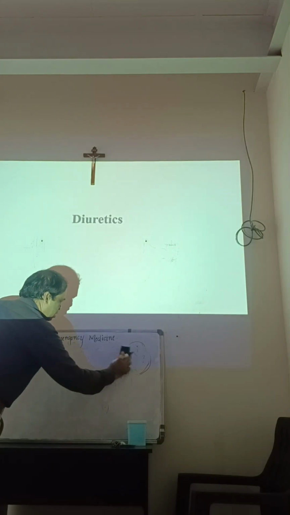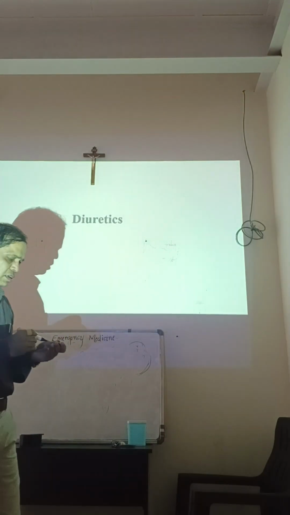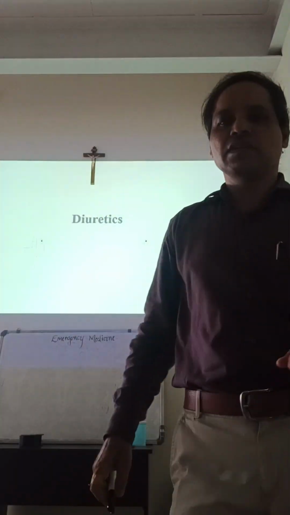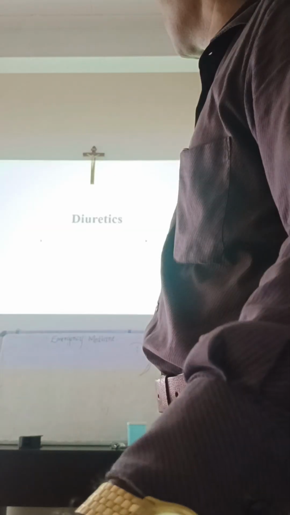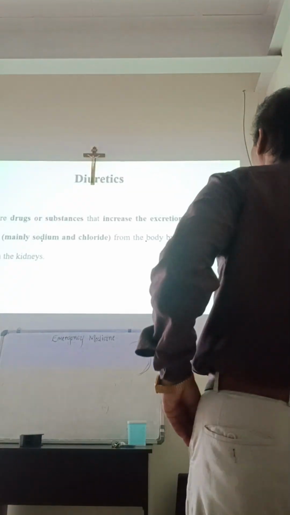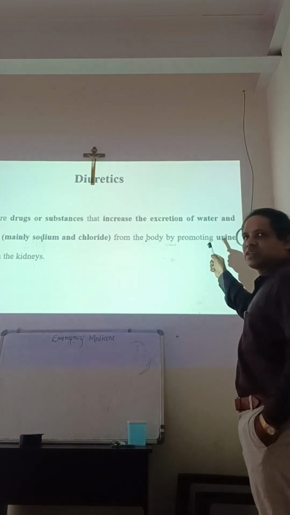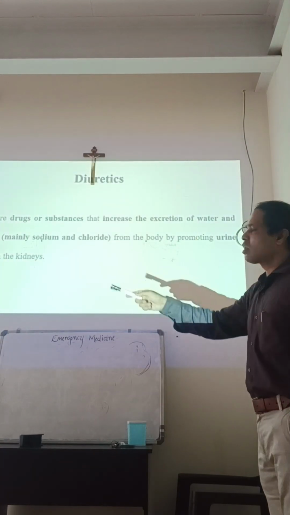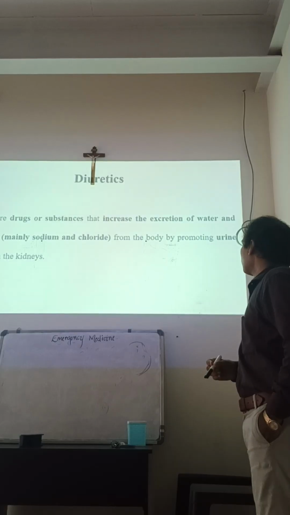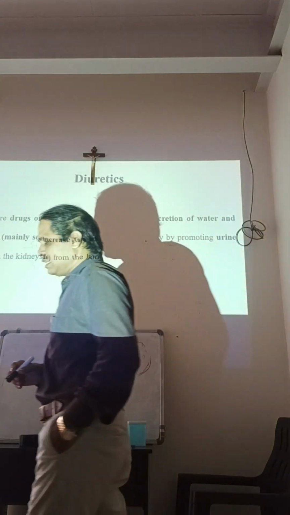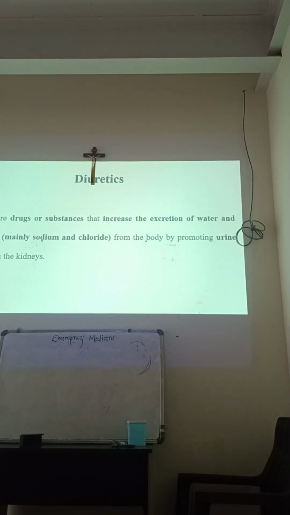Now, these diuretics are the drugs that increase the excretion of water and electrolytes, mainly sodium and chloride, from the body by promoting urine formation in the kidneys. Remember, this is the definition of diuretics.